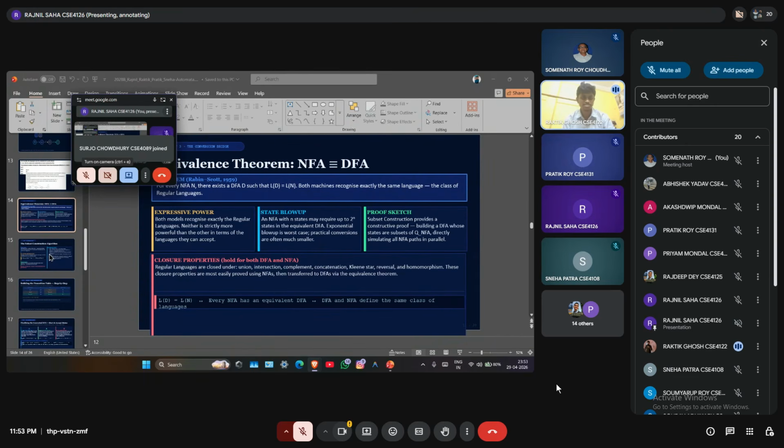Now, this does not mean NFAs and DFAs are identical. There is a cost. Converting an NFA with n states can, in the worst case, blow up to 2 to the power n states in the DFA. That's exponential. But in practice, the worst case rarely hits. The constructive proof behind this theorem is subset construction, which is exactly what our next slide covers. Please move to the next slide.